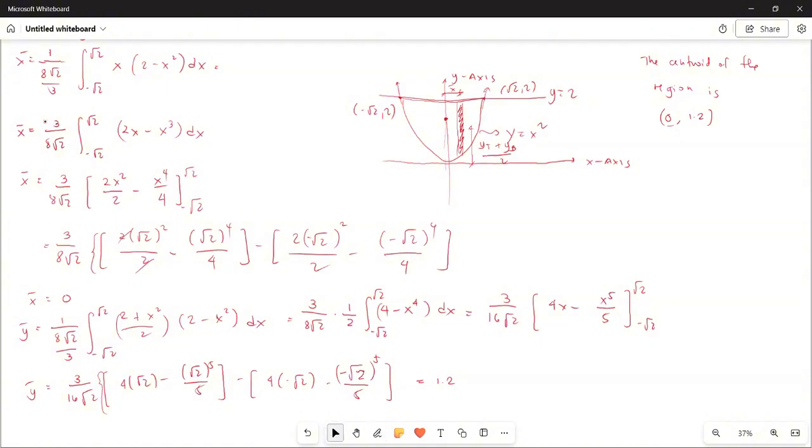So I hope clear yung ating discussion dito sa ating centroids of plane areas. Okay. So that would be all.